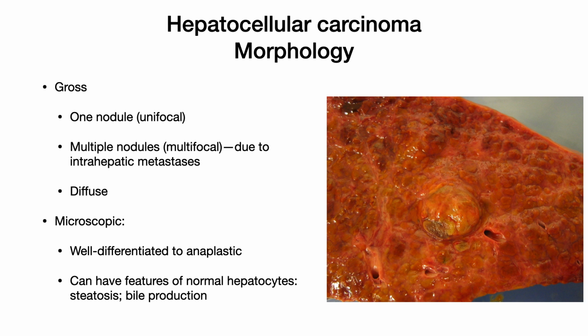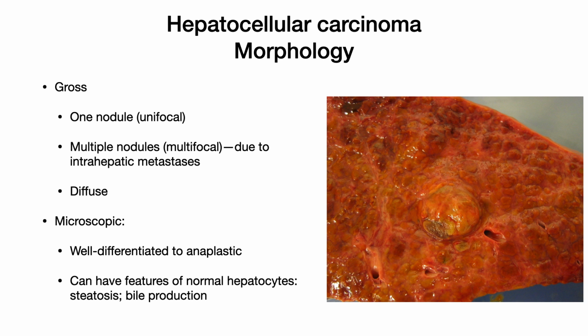It can be well differentiated, meaning it looks really well like hepatocytes, to anaplastic, where it's hard to even tell what it is. And then the neat thing about it is it can have normal features of hepatocytes, as is appropriate. So the more well differentiated it is, the more likely it is to behave like normal hepatocytes. And so you can see things like, I've seen quite a few hepatocellular carcinomas at autopsy, you can see things like bile production. I've seen Mallory's hyaline. I've seen steatosis, everything like that.